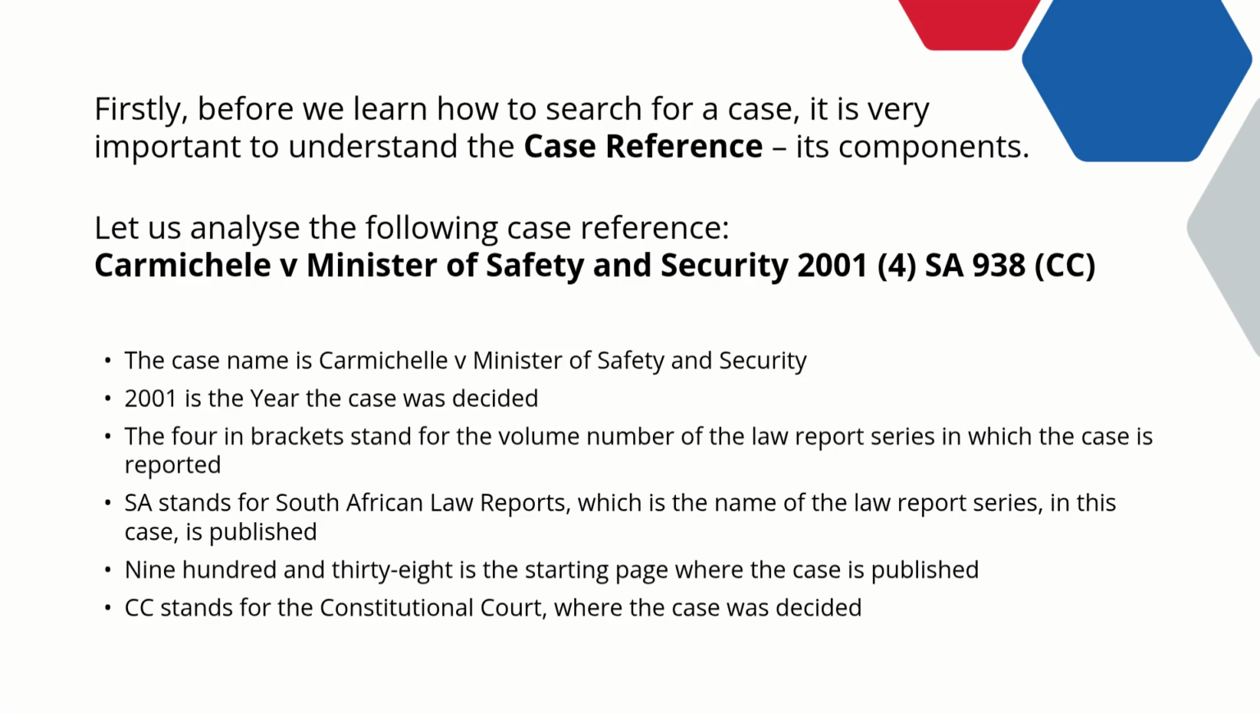The case name is Carmichael v. Minister of Safety and Security. 2001 is the year the case was decided. The 4 in brackets stands for the volume number of the law report series in which the case is reported. SA stands for South African Law Reports, which is the name of the law report series in which the case is published. 938 is the starting page where the case is published. CC stands for the Constitutional Court, where the case was decided.